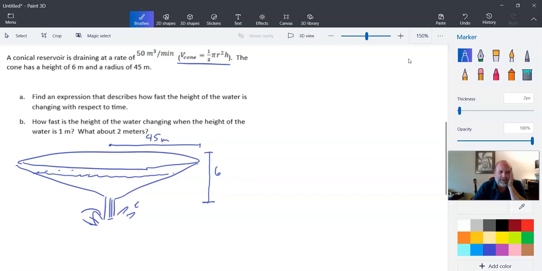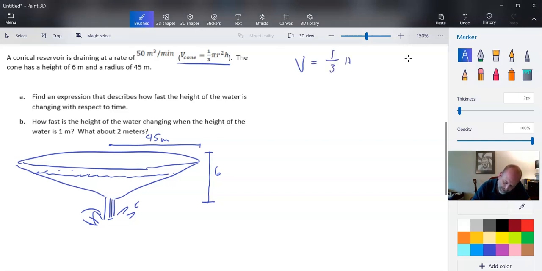Now we have to figure out what we're given. It looks like since the reservoir is draining at a rate of 50 cubic meters per minute, that's a dV/dt. That's the change in volume, right? So we have that. We just need to find a way to relate those things. Well, we have an equation already. So let's take a look at it. V equals 1/3 pi r squared h. Let's see what happens when we take the derivative with respect to time on both sides.